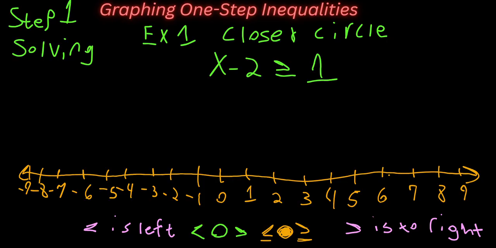So when we see this, step 1 is to solve. So that would be adding 2 to both sides, and x is greater than or equal to 3. And let me just clean that up a little bit. x is greater than or equal to 3. Okay, so we have a greater than or equal to. Now it's time to visually graph this. How do we visually graph x is greater than or equal to 3?